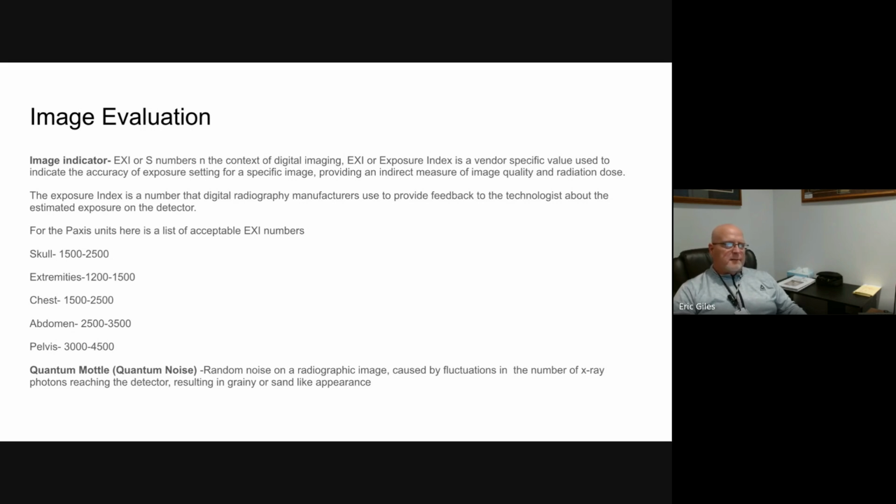It's called quantum mottle, or quantum noise. Just remember quantum mottle. This is random noise on a radiographic image caused by fluctuations in the number of X-ray photons reaching the detector, resulting in a grainy or sand-like appearance. So know what that is, know what quantum mottle is.